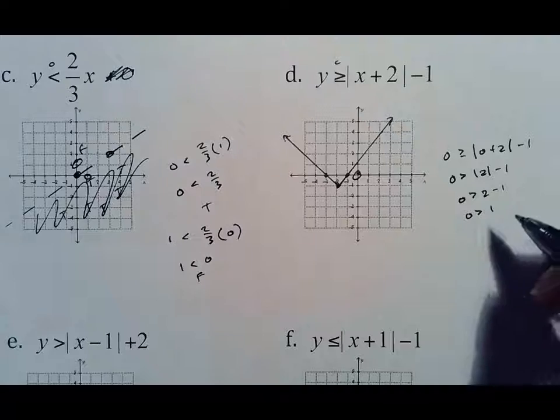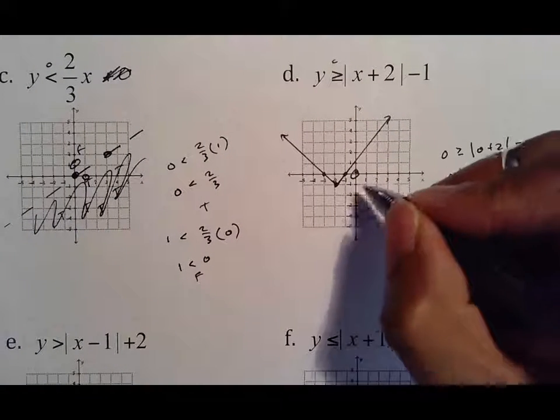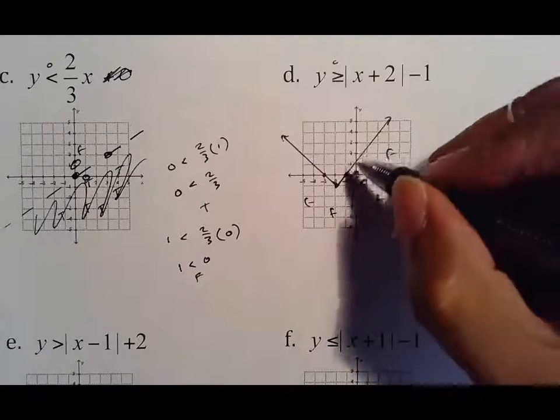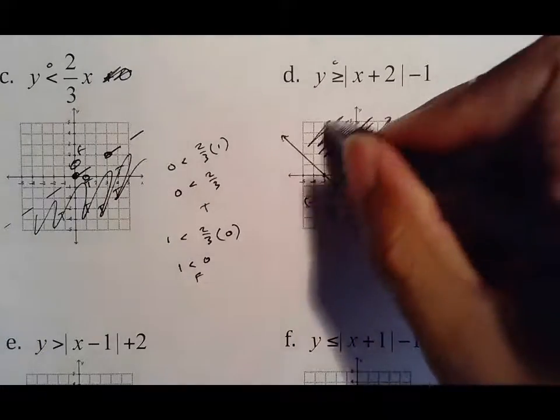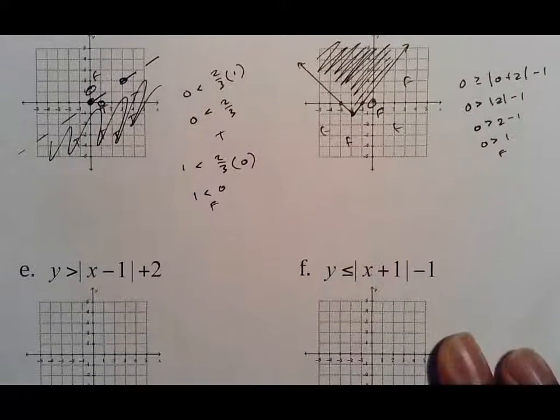Is 0 greater than 1? No, that is false. That is false, which means everything outside this V is false, so we would want to shade inside of the V. You're not going to get any other type of graph, I believe, than an absolute value graph, so for the most part, just make sure you're ready for that.